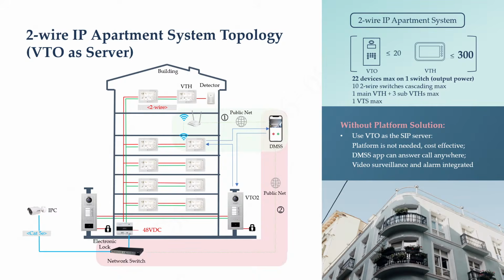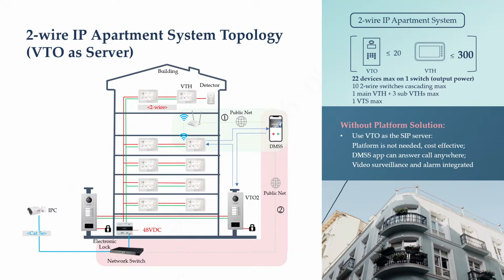Okay, the next solution is a two-wire IP solution when the VTO is a SIP server. The technical principles are not different from the other two-wire IP solution, only the SIP server is different, and because the SIP server is different, the maximum system capacity numbers are smaller, let's say. In that case, you can have a maximum of 300 VTH in the system.